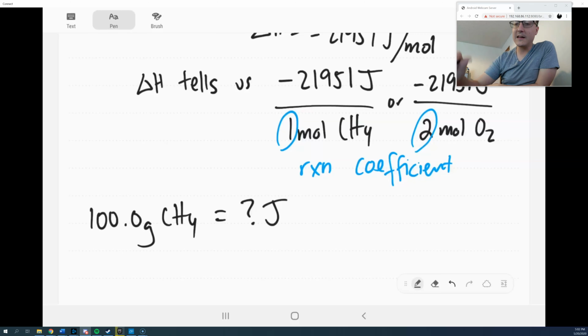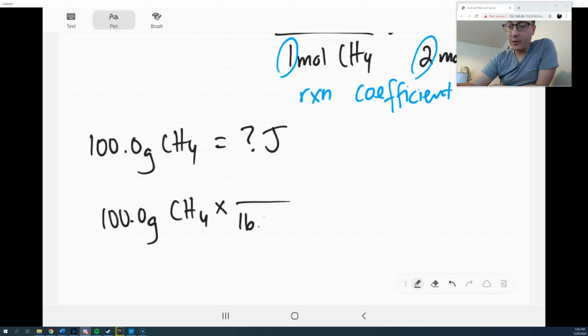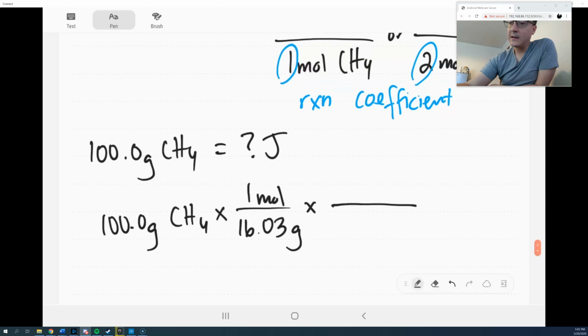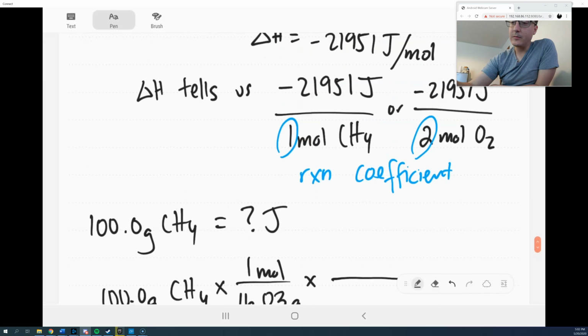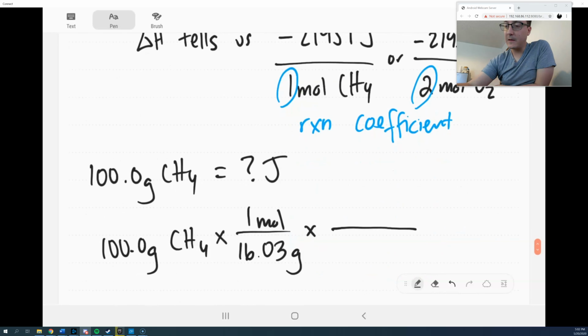And thankfully for us, again, all we have to do is take what we're given and convert it to moles. So methane will be, I don't know, 16.3 grams for 1 mole, something like that. And then we just have to use delta H. Delta H tells us this number of joules over whatever your reaction coefficient is. In this case, methane's was 1. So we just have to plug in the numbers.